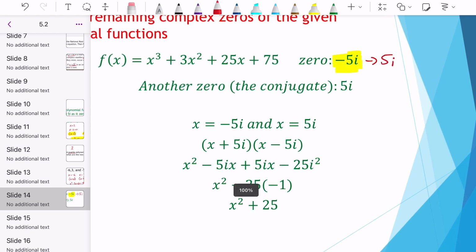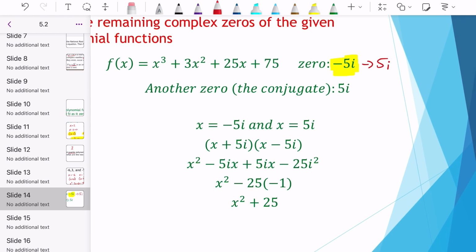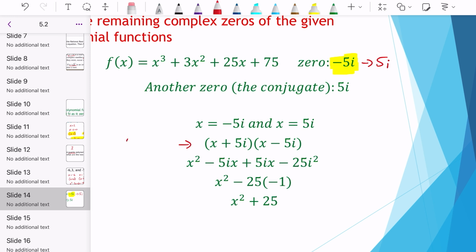Once we do that, we go ahead, put them into factored form, and we're going to multiply the 2 of them. Keep in mind, once we do, because it's a difference of squares, our middle 2 terms cancel out, and you can see that here. We are left with x squared minus 25, i to the second power. i to the second power is negative 1. That would leave you with x squared plus 25. Now we have, remember, found 2 of our 3 answers. In order to find that third answer, we're going to go over to slide 15.